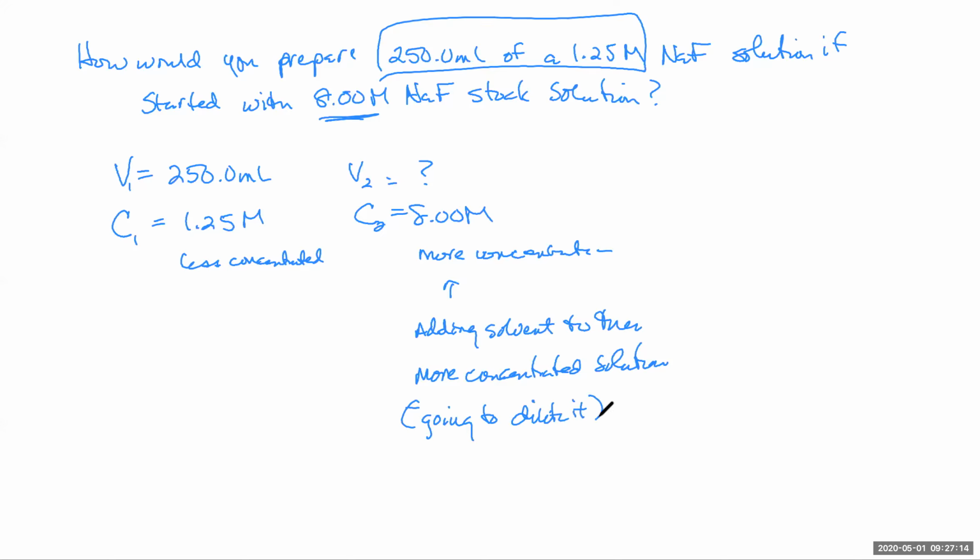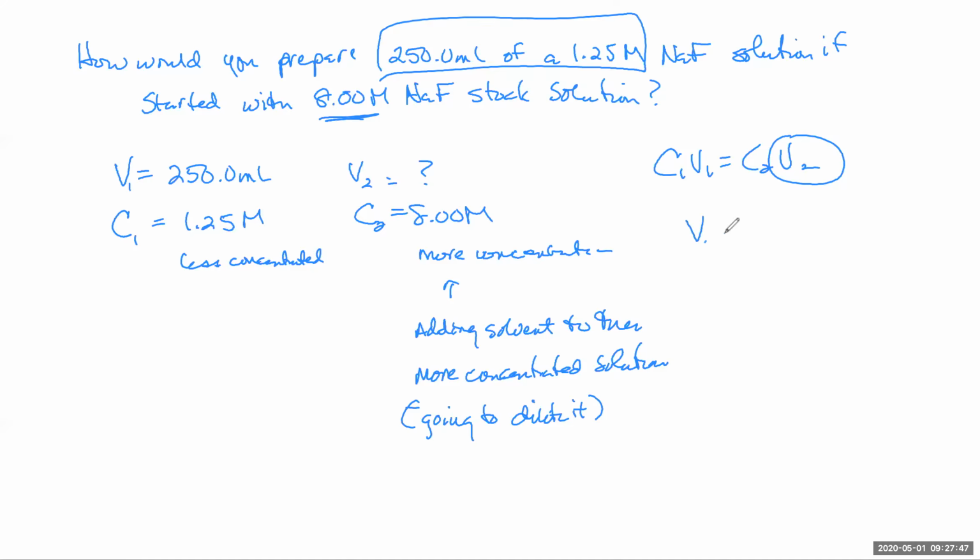So how much of this more concentrated solution do I need to start with? Well, I can use my equation, C1V1 is equal to C2V2. In this case, what I'm going to be solving for is V2. Also, it doesn't really matter if I call these ones and these twos, as long as I keep 250 with 1.25. I could have made these the twos and these the ones. Some people always make the more concentrated ones with the ones, but it doesn't matter.